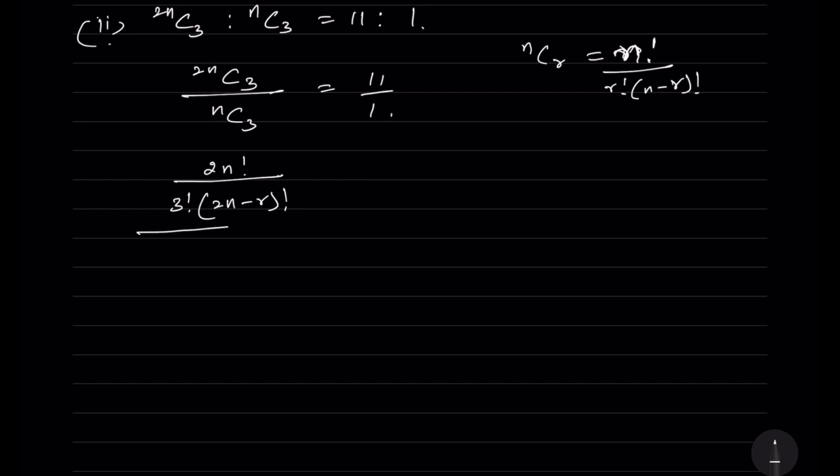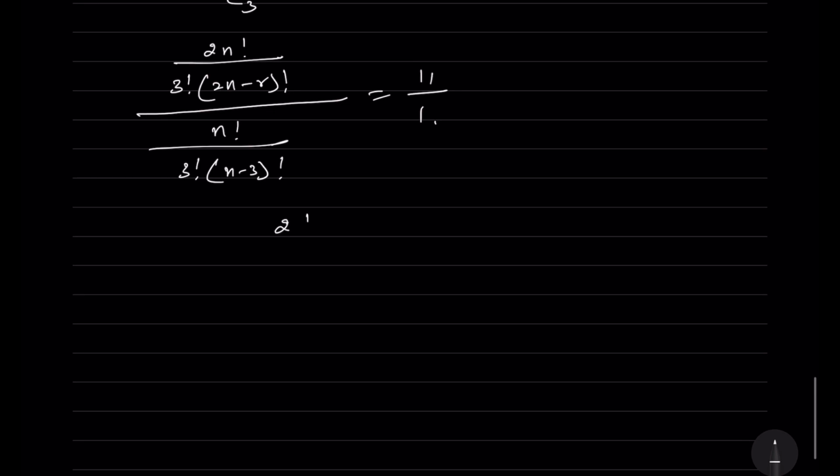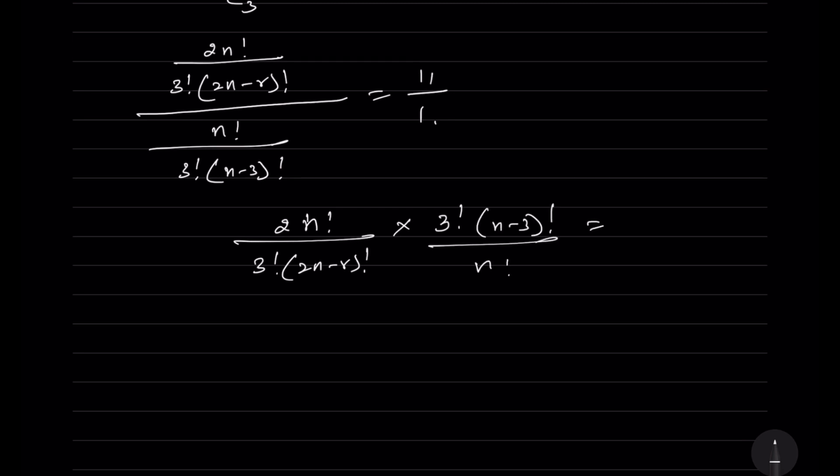So now, divided by, here we wrote using that formula, this divided by n factorial divided by 3 factorial into n minus 3 factorial, which is equal to 11 by 1. So now this can be written as 2n factorial divided by 3 factorial into 2n minus r factorial, into 3 factorial into n minus 3 factorial divided by n factorial, which is equal to 11 by 1.